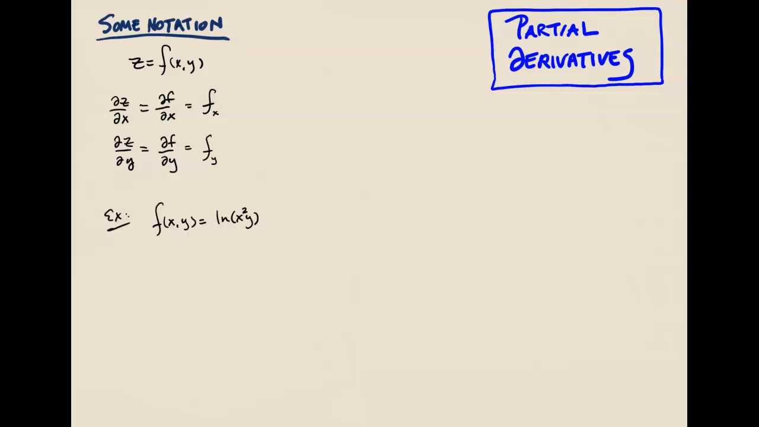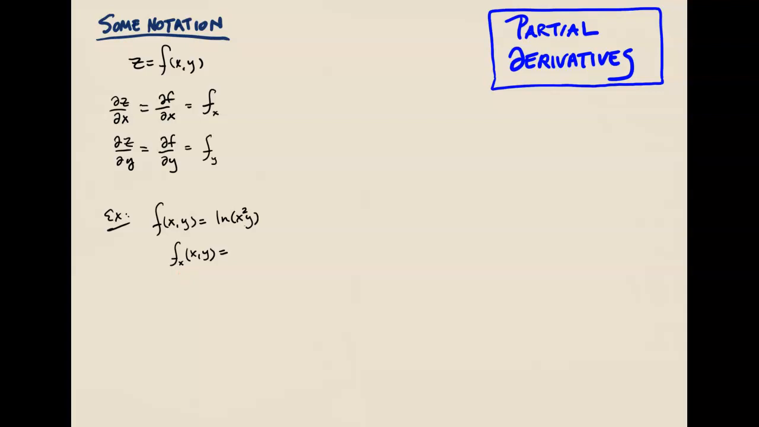For example, suppose we have this function of two variables, log of x squared y. If we wanted the partial with respect to x, we could either write df dx, or we could write f sub x of xy. We would still read it as the partial with respect to x. And let's go ahead and compute this one, since it's a little more involved than the ones we've done so far. We're taking a partial with respect to x.